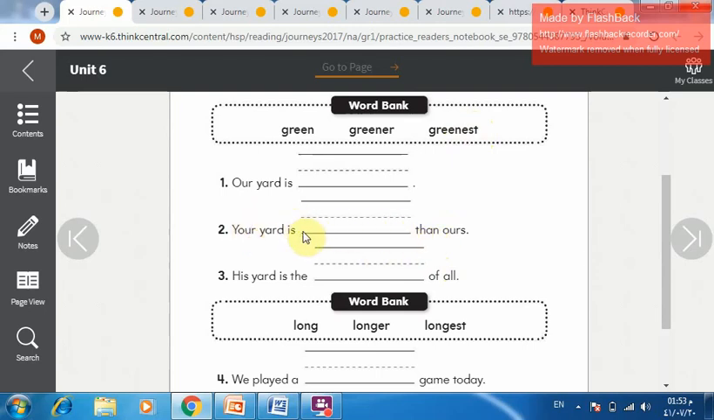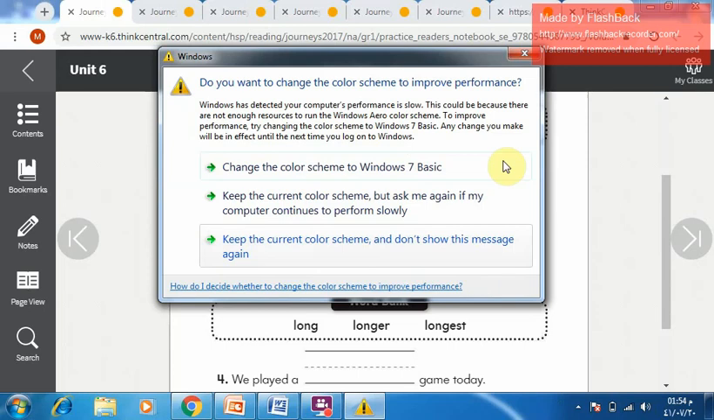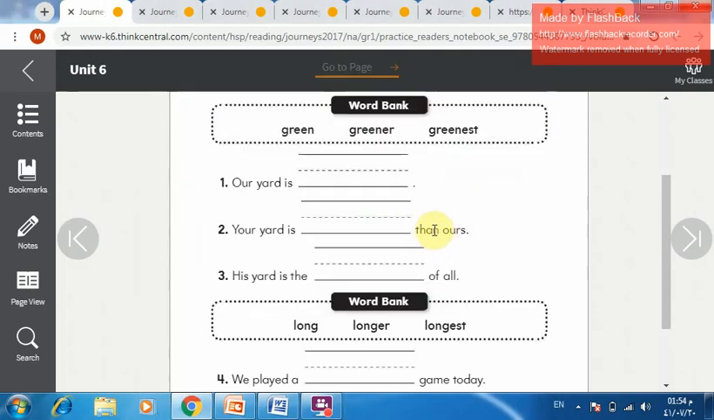Okay. Do you see the keyword the here? No. Am I comparing my yard to all the yards of the world, or to all the yards of my friends, for example? No. I'm comparing only your yard with my yard. I'm comparing 2 yards. So I'm comparing 2 things. Of course, with this keyword than, this means I'll be using this one, greener. Your yard is greener than ours.